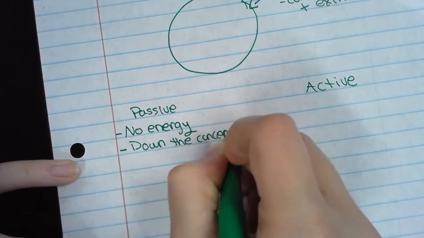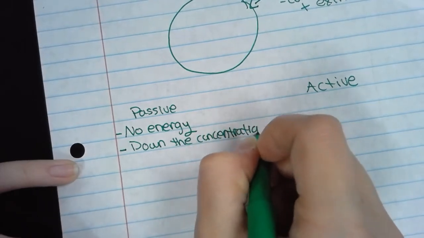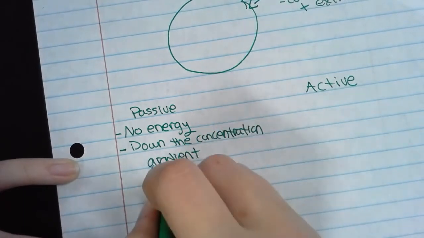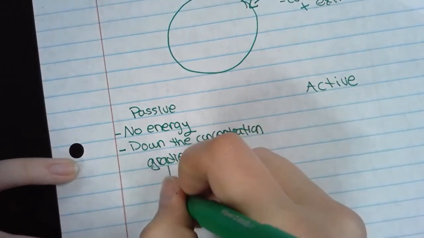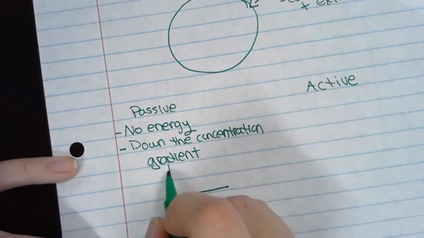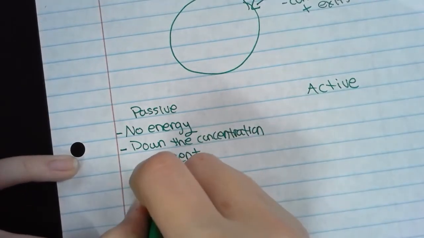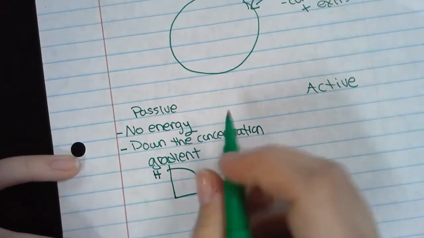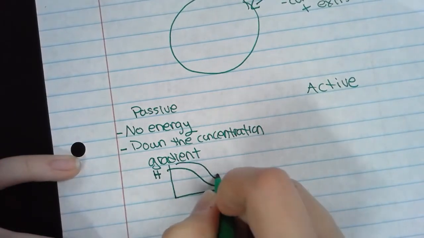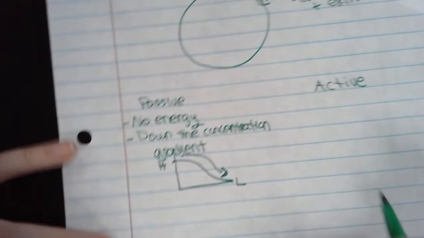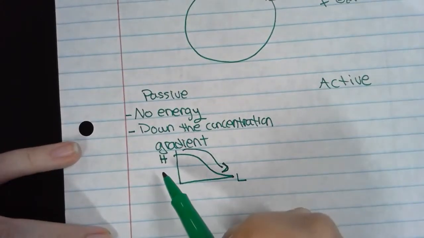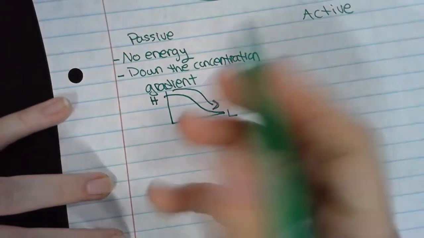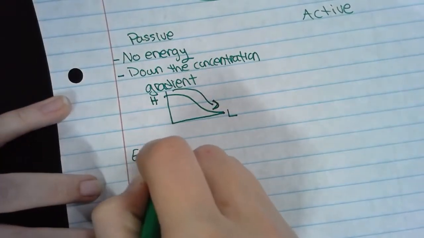What that means is that they go from, I'm going to draw a little picture of a concentration gradient. Think of it like a slide. They go from a high to a low concentration. So they go from high to low. It doesn't really require any energy to go down a slide. I think of it like that. There are three types of passive transport.